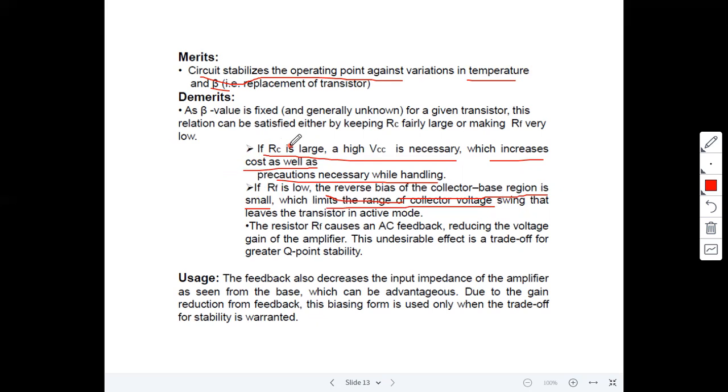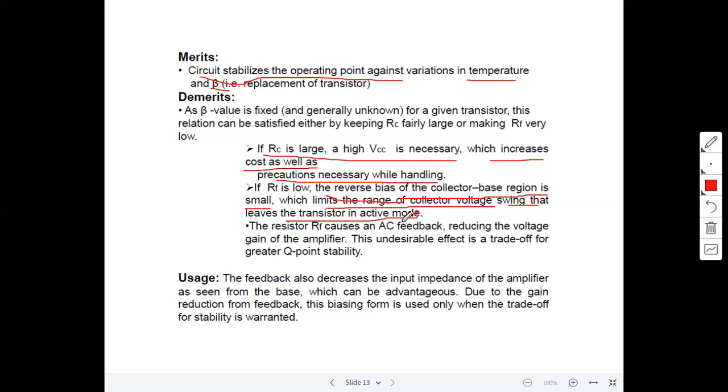If RC increases, from a stability point of view requiring high stability, RC must be much greater than RF. RC large means VCC large, and VCC large means cost also increases. Another one is RF is low, which means the reverse bias of the collector to base region is small, limiting the range of collector voltage swing. Sometimes the collector swing may leave the transistor in active mode.